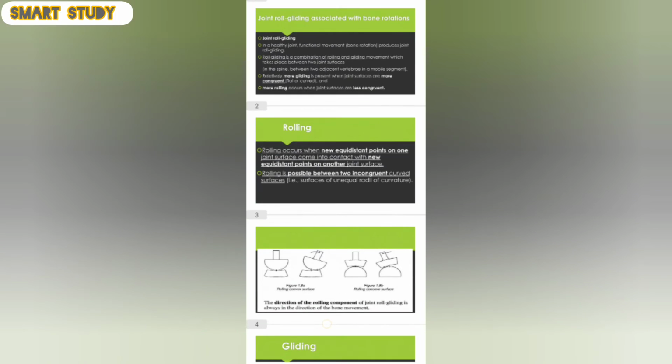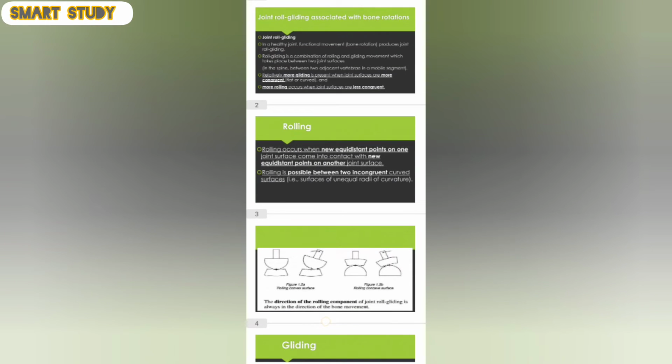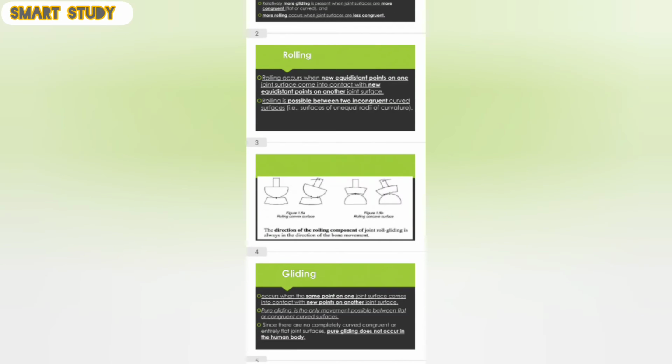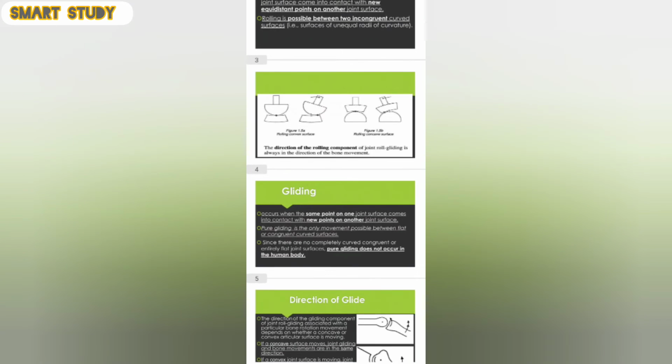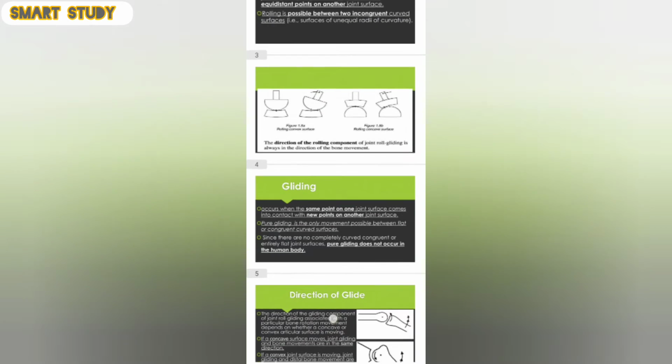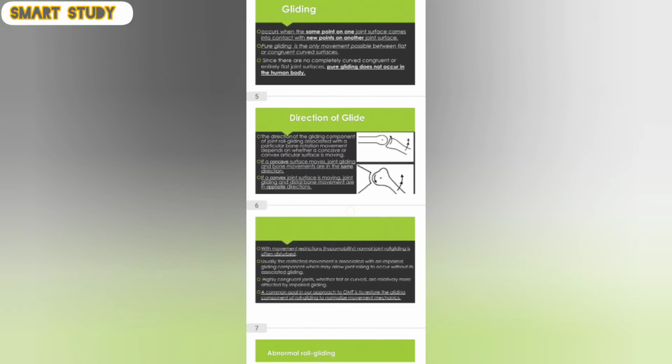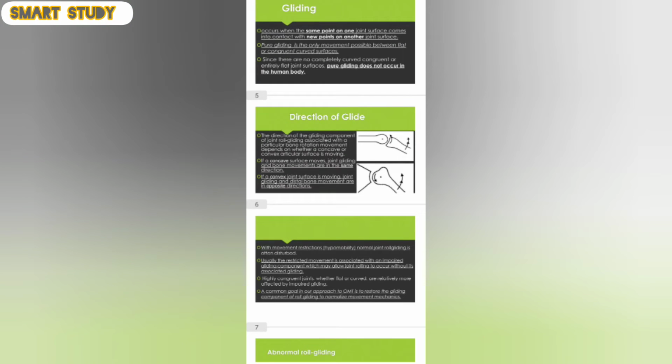We have talked about roll gliding, which is also associated with bone rotation. Next, what is rolling? We also talked about two examples. Next, gliding. Next is the direction of gliding.